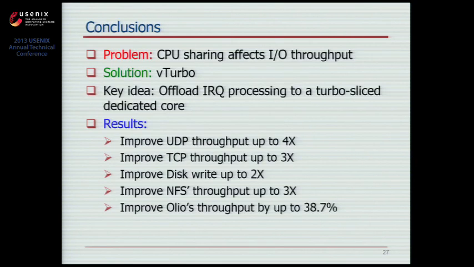Finally, let's conclude our solution. We try to improve the I/O throughput of the VMs sharing the same core with other VMs. Our key idea is that we offload the IRQ processing to a turbo-sliced dedicated core. Our results show that we can improve the UDP throughput up to 4 times, the TCP throughput up to 3 times, and the disk I/O up to 2 times. We can also benefit some application-level benchmarks. For example, we can improve the NFS throughput up to 3 times, and improve the audio throughput by up to 38%.